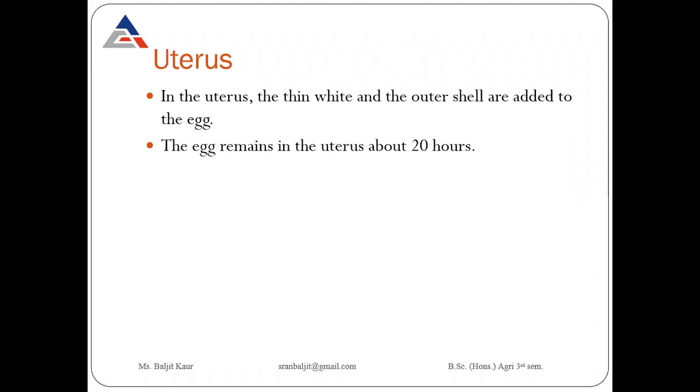The fourth one is the uterus. In the uterus, thin white and outer shell are added to the egg. So in the first part, the funnel, the yolk is received. In the second, the magnum, egg white is formed. In the third, the shell membranes are added, and in the uterus, the outer shell is added. The egg remains in the uterus for about 20 hours.